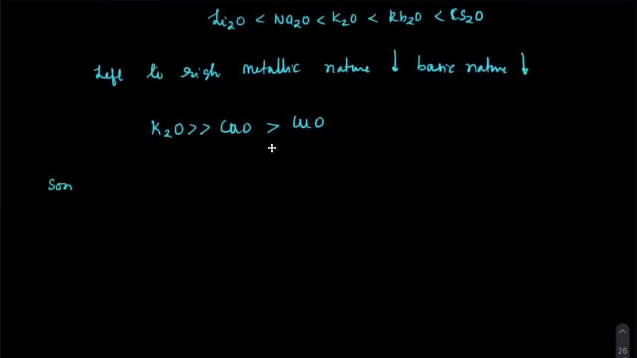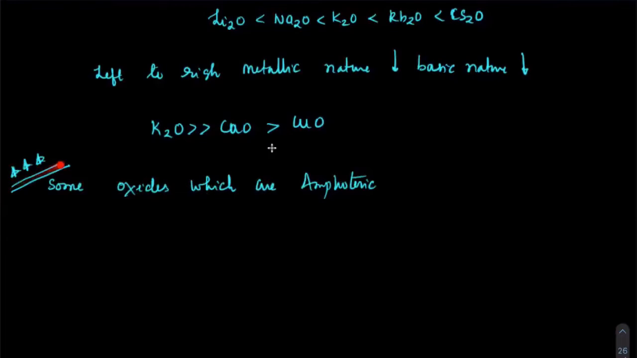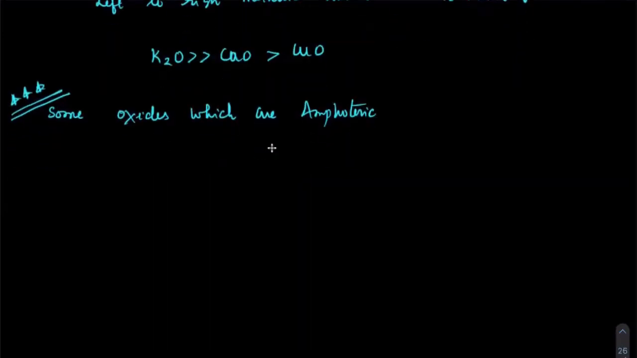There are some oxides which are amphoteric. I would strictly suggest that you write it on a sticky note and paste it somewhere close to your system, close to the workstation where you are working, because these amphoteric oxides have been asked many times in exams.